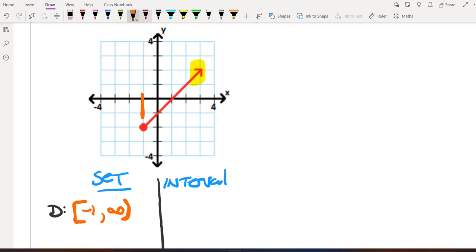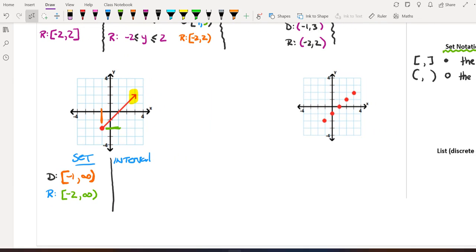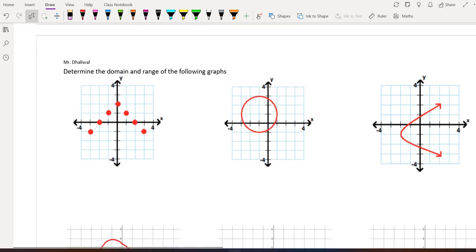Now you set up our range. We start off with the bottom of the graph, the lowest value. -2, and the graph goes up forever, so that will be infinity again. And it's a solid dot, so a square bracket, and infinity gets the round. All right, we're going to skip the dots for now. We'll come back. Let's go to the back side of the page.